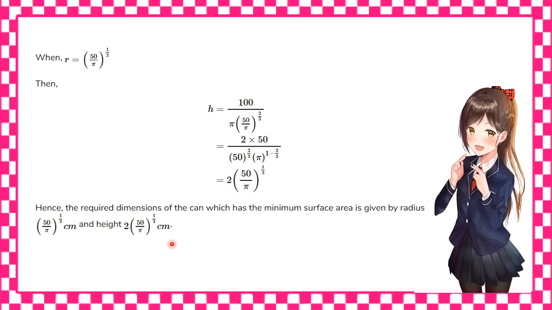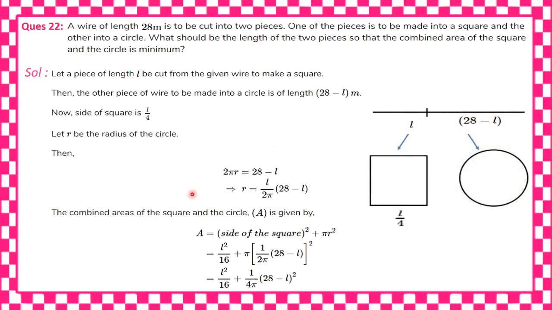So r is this and h is this when surface area is minimum. A wire of length 28 cm is to be cut into two pieces. One of the pieces is to be made into a square. Let that piece be L and another piece into a circle. Let that piece be 28 minus L.